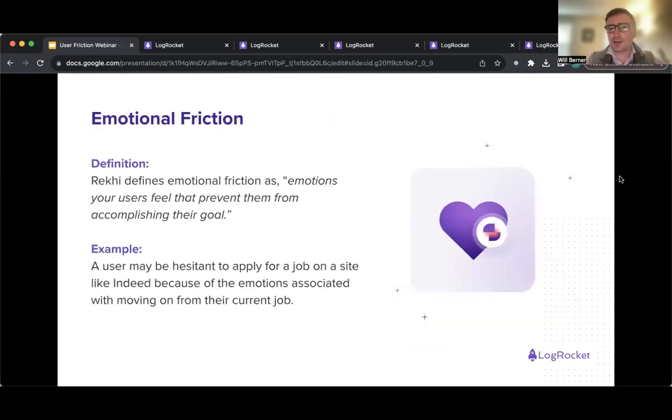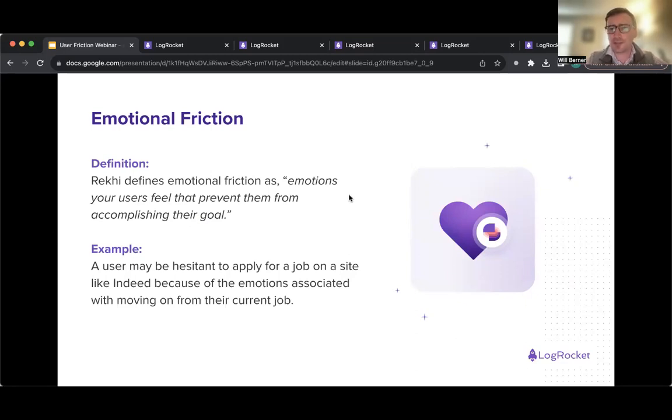So emotional friction is probably the most abstract. I think most of us tend to think about just interactions when we think about user friction. So like, is this user interface clear and understandable? Are there too many steps? Is the path or the flow we want our user to take intuitive? And that's important, but it's also important to think about things that come from other places, like within the hearts and the minds of our users themselves. So the way that Rekhi defines this is emotions your users feel that prevent them from accomplishing their goal.